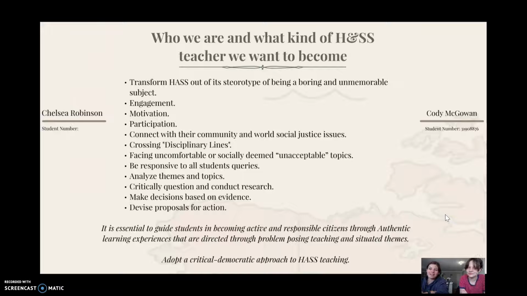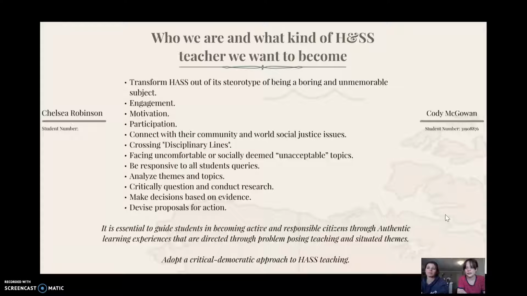Over the years, the humanities and social science subject has been made out to be boring and unmemorable, and students dread seeing the subject on their timetable. As a HASS teacher, we need to use strategies to engage and motivate students into wanting to participate and connect with their community and the world's social justice issues. As HASS teachers, we will cross disciplinary lines by facing uncomfortable or socially deemed unacceptable topics by being responsive to all of our students' queries.